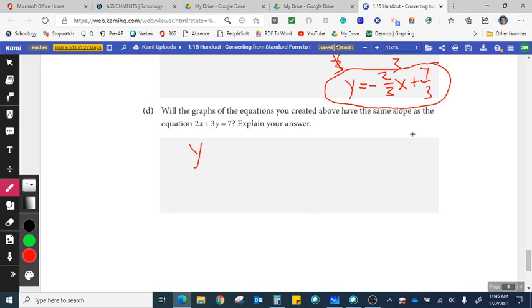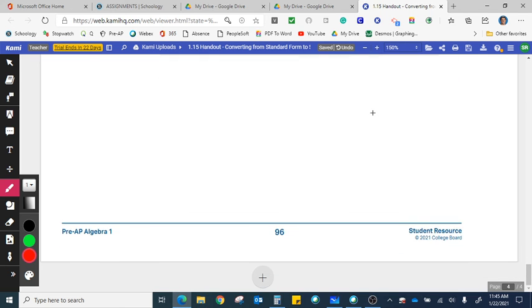Will the graph of the equation you created above have the same slope? Yes. It's the same line, because all we did is multiply or divide everything by the same thing, and we get the same line. All right, and that should do it. We're done.